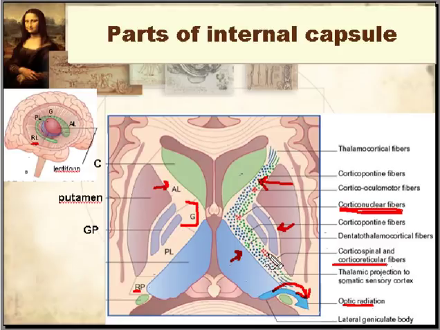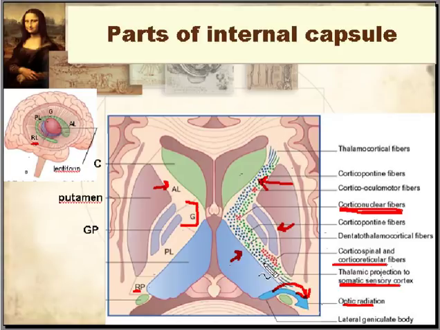Now, in the posterior limb, we also have the sensory fibers which are ascending to the parietal lobe of the cerebral cortex, and they are going from the thalamus. If you remember, the thalamus was the sensory relay station, and then from the thalamus, the fibers went to the sensory cortex. So they also are lying in the posterior limb of the internal capsule.